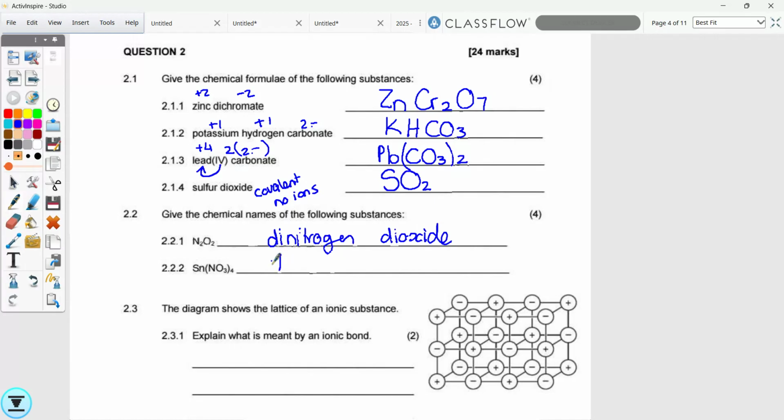Please just write the name first, tin. Then put your finger on tin on your periodic table, because we will give you a periodic table. Put your finger on tin and then decide, does it have a charge? It does have a charge, but do you know what its charge is? Guys, in this case it's going to be 4, but does it have to be 4? Tin doesn't have to be 4. Tin is actually a transition metal. Please be careful.